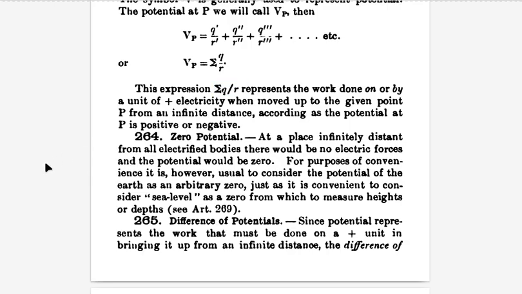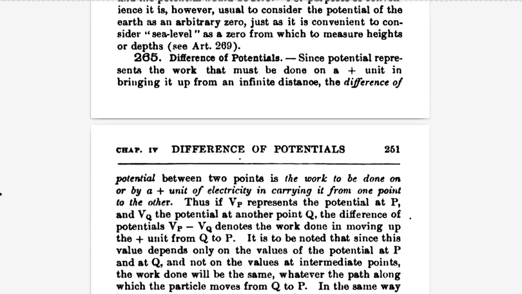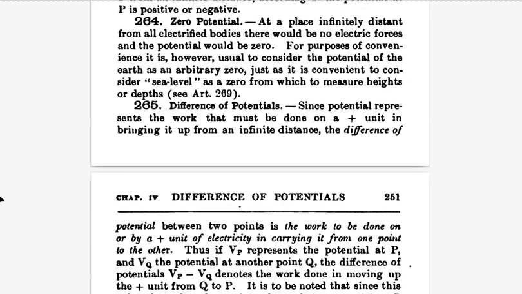represents the work done on, or by a unit of plus electricity when moved up to the given point P from an infinite distance, according as the potential at P is positive or negative. 264. Zero potential. At a place infinitely distant from all electrified bodies there would be no electric forces and the potential would be zero. For purposes of convenience it is, however, usual to consider the potential of the Earth as an arbitrary zero. Just as it is convenient to consider sea level as a zero from which to measure heights or depths.